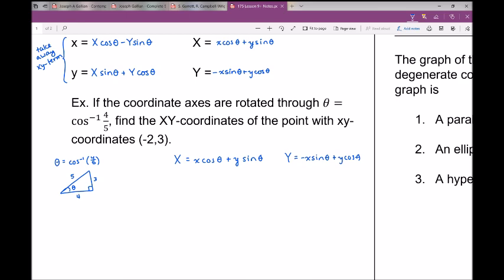So now that we have a triangle, we can find any trig function we need to find. So rather than knowing theta, we know the cosine of theta and the sine of theta. Okay? So now that we have this, we can just go ahead and plug this into our formula.